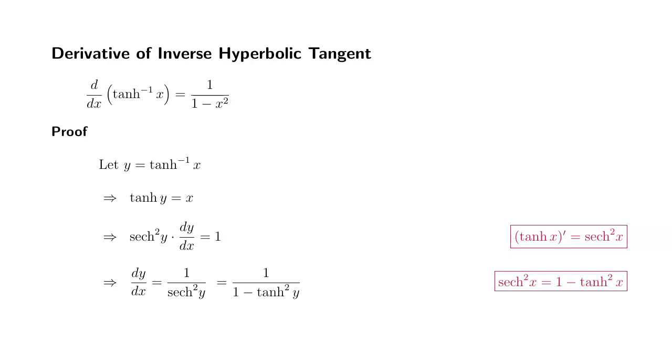The good news is we know exactly what hyperbolic tangent of y is. Hyperbolic tangent of y is actually x. So we can replace this by x. Then you will get what we wanted to get. This comes out to be 1 over 1 minus x squared. That's exactly what we wanted to get.